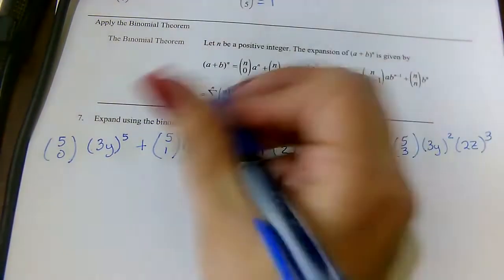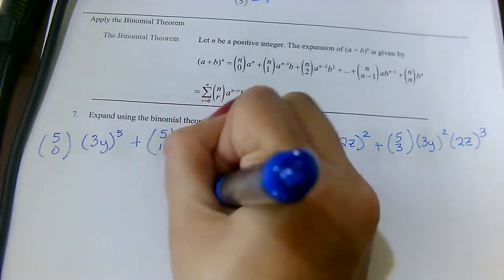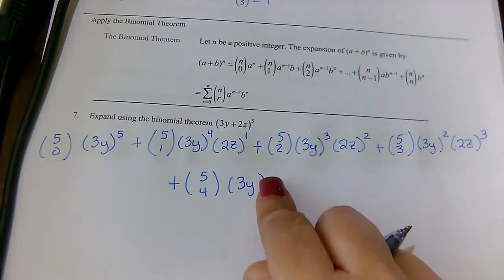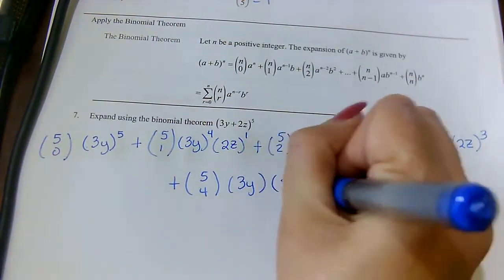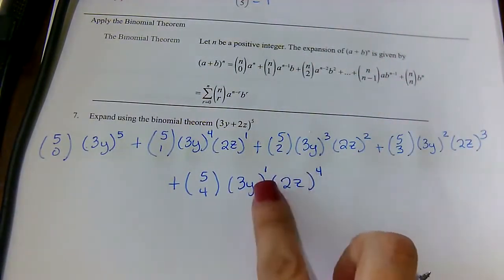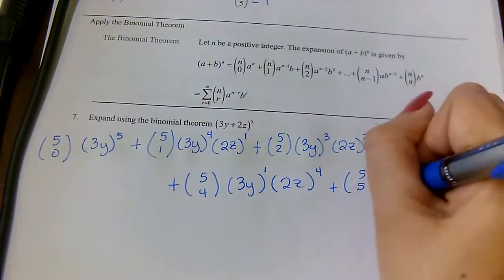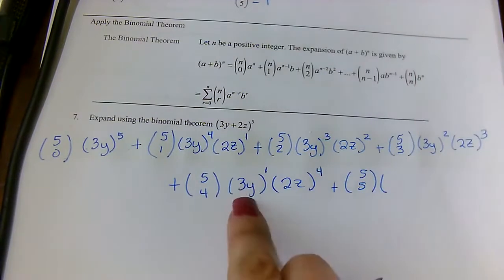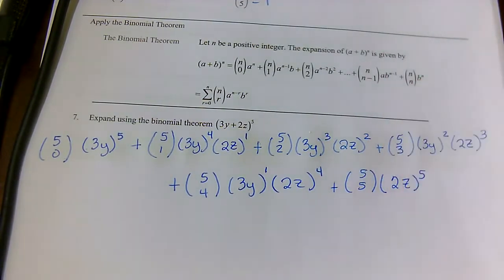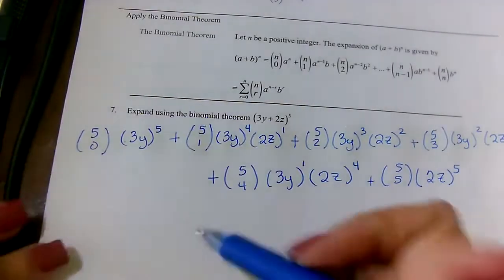We're going to go ahead and add some more, plus 5 choose 4, 3y. This is 2, so this is 1, which means 2z is going to be raised to the 4th. I'm going to go ahead and put the 1 here so you can see that they still add up to 5. Plus 5, no y's, but we do have 2 z's, and this time we have 5 of them.